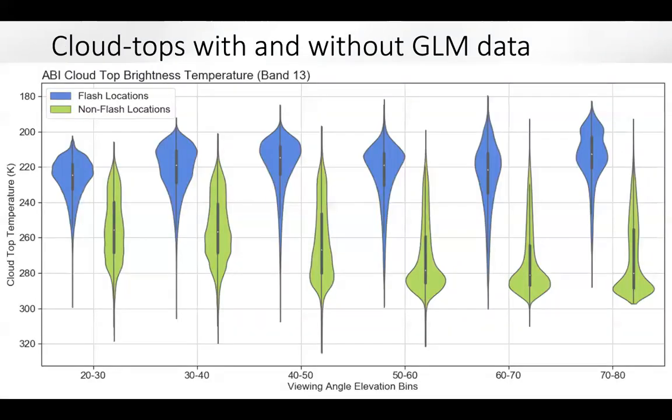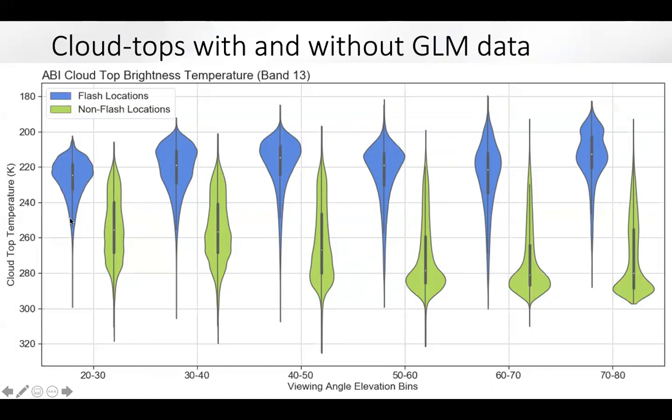Now, when looking at cloud top brightness temperatures, we can see median values for all of our flash locations that are around 220 degrees Kelvin. Before I forget, our y-axis is inverted, so colder cloud tops, which are the higher and more intense cloud tops, are now in the positive y direction. You can see differences in the medians between the flash and the non-flash values that are of considerable difference, especially with these higher viewing angle elevations.